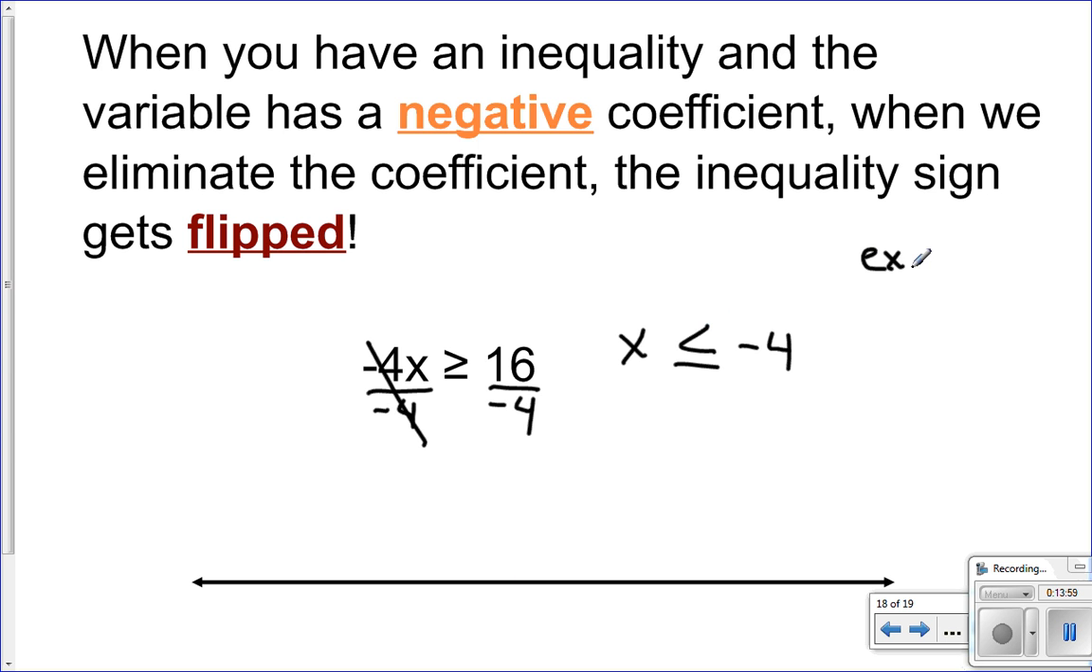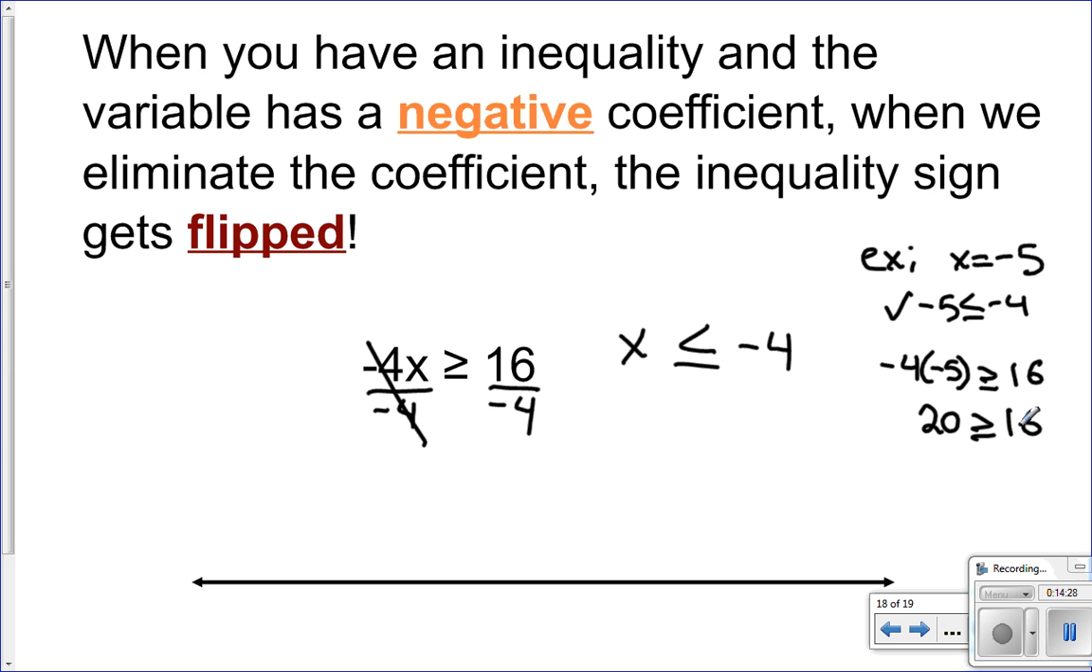So here's my example, and I'll show you why. Let's say x equals negative 5. Well, it holds true for the inequality. That holds true. Good. Now let's plug it in. If I have negative 4 times negative 5, is that greater than or equal to 16? Well, remember, a negative times a negative is a positive, and 4 times 5 is 20, so 20 is greater than 16. And therefore, that's true as well.